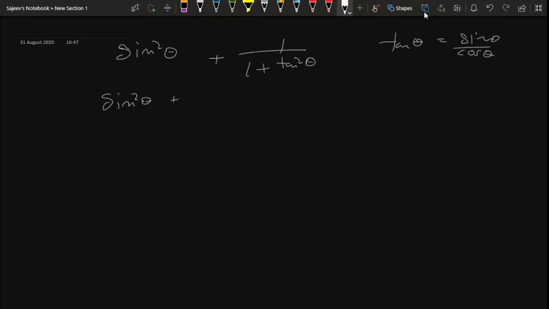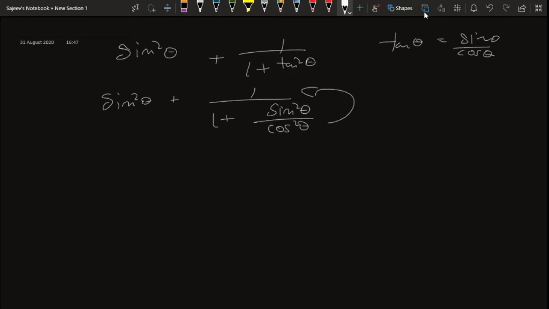Question 3, so basically we need to simplify this. What is sin square theta plus 1 plus tan square theta? So tan theta is sin theta by cos theta, right? So I can simplify this. I basically convert everything into sines and cos. So 1 plus 1 by sin square theta by cos square theta. And I will take LCM in the denominators.